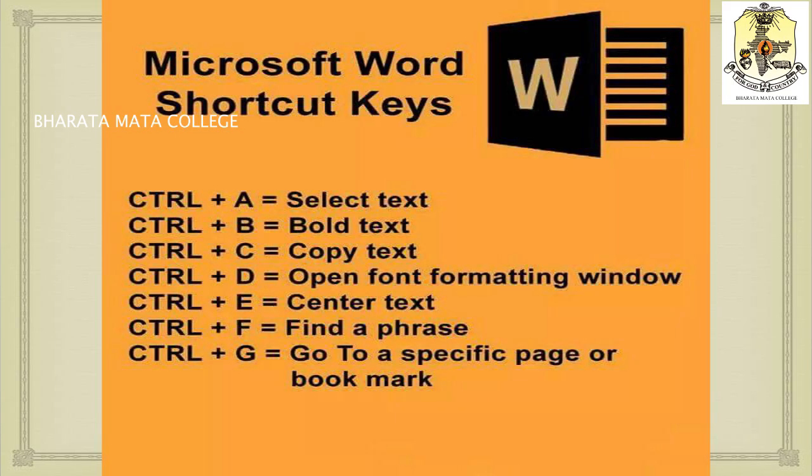Suppose we want to select the entire text in the document. The shortcut key is Control plus A. Instead of selecting each and every line, Control plus A selects the whole document. Similarly, we already saw Control plus U for underlining. Control plus B is for bold. Please remember, first we have to select the text. Without selecting, it will not change to bold. So first select the text, then Control plus B means bold.